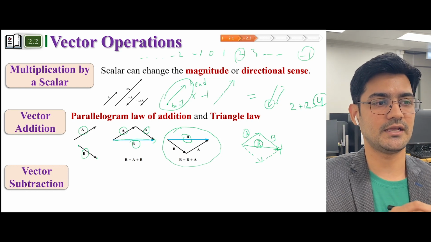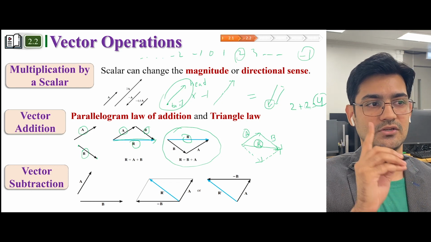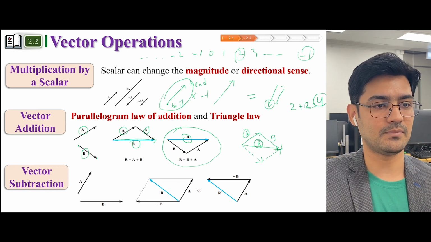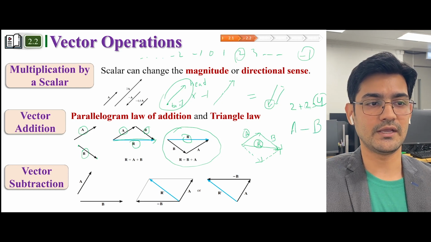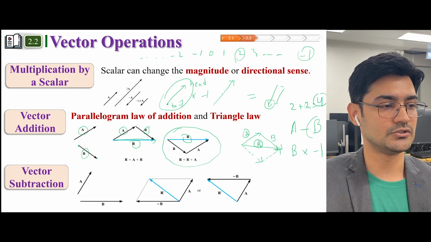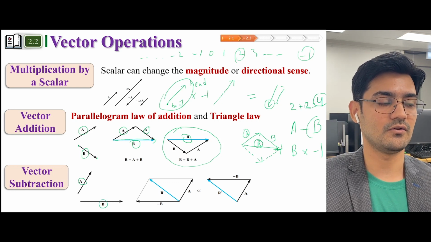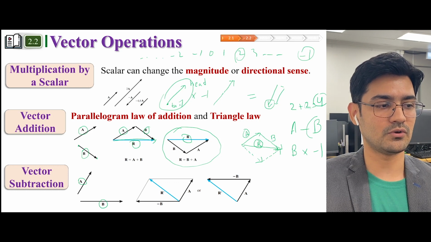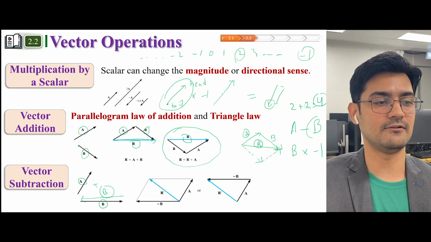Vector subtraction is nothing but a vector addition, but all you have to do is reverse the direction of one of the vectors. For example, you have vector A and you want to subtract vector B. So all you have to do is multiply the scalar minus 1 with the vector B, like we did in the multiplication by a scalar. So you have vector A, you have vector B. Now you have to subtract vector B from vector A. So what will you do? You will reverse the direction of vector B, and you will add, similar to what we did in vector addition.